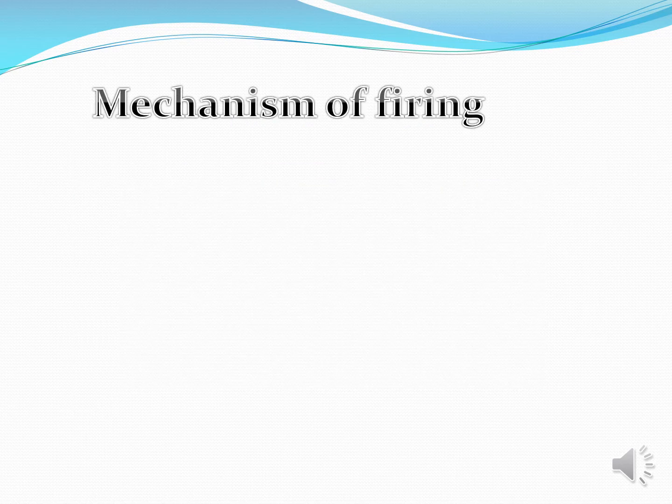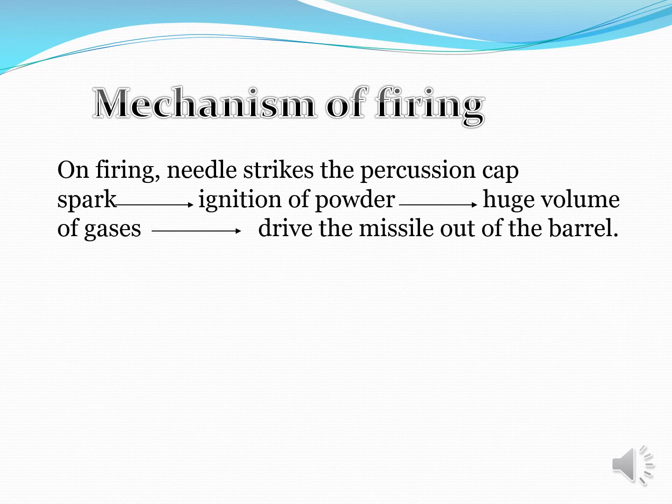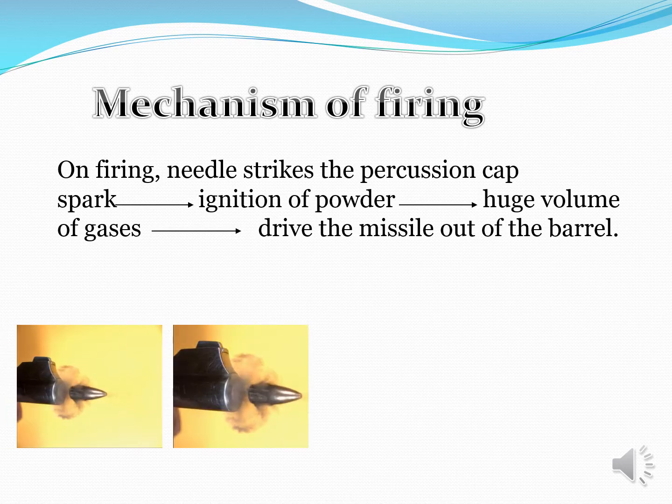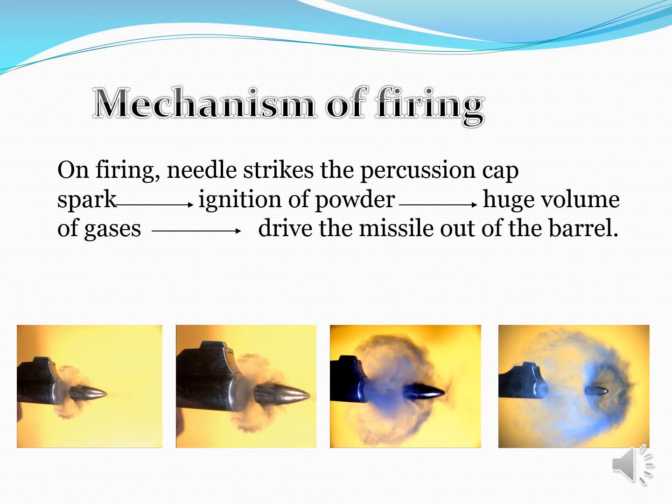What is the mechanism of firing? On firing, the needle strikes the percussion cap. This will lead to a spark. The spark will lead to ignition of the powder. A huge volume of gases will rise inside the cartridge, then drive the missiles out from the barrel.